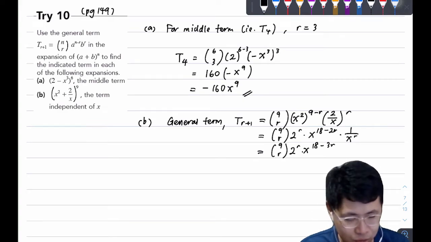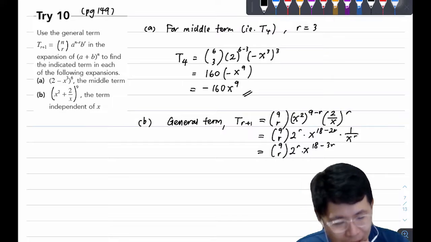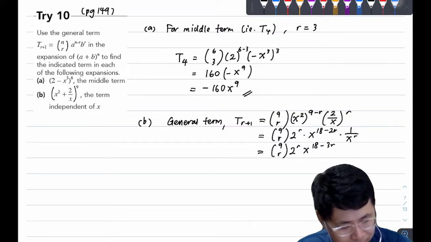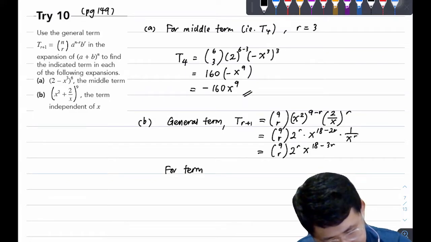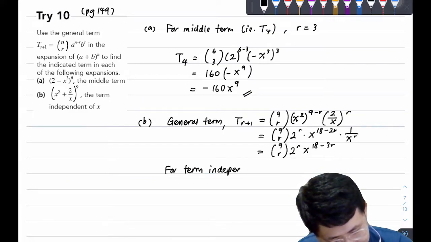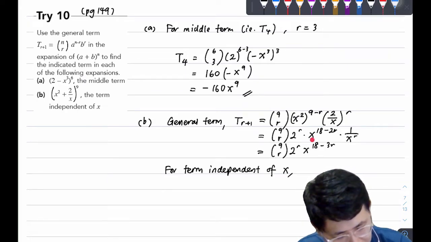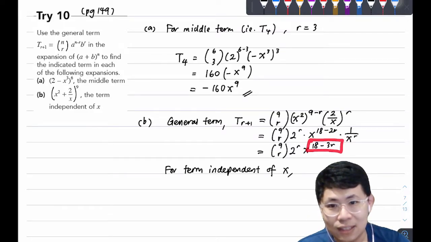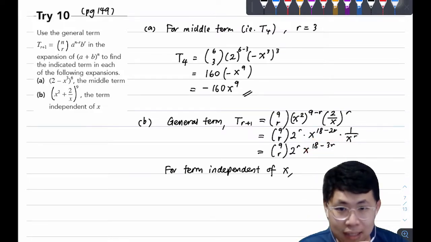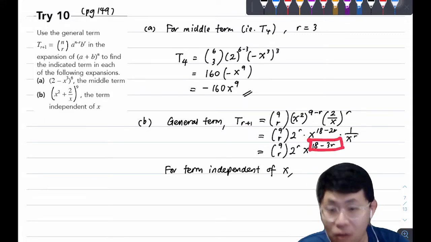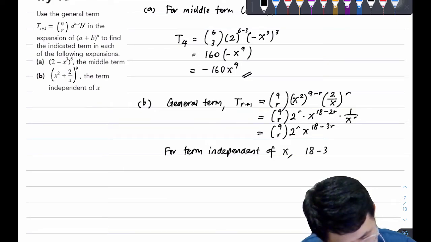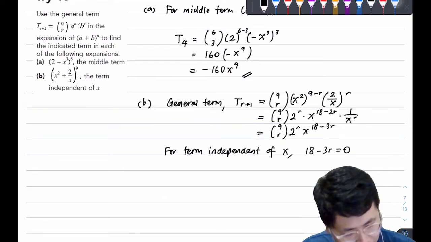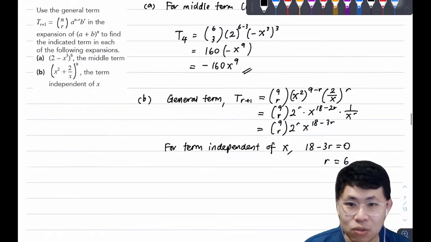Okay, so you see this? Minus 3r. Now, once you simplify this already, in order to look for the term independent of x, it means that I don't see any x, so this power over here will be the power of 0. So the power 18 minus 3r is going to be equal to 0. So over here, r will be equal to 6 when you solve for r.